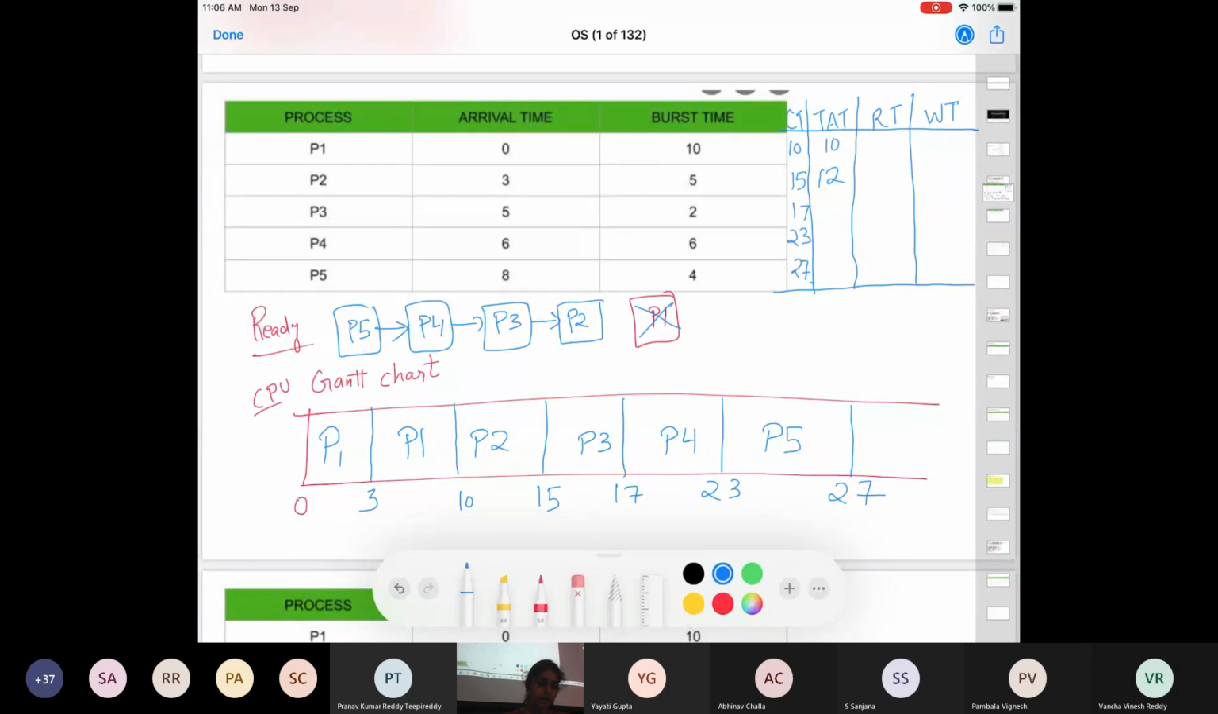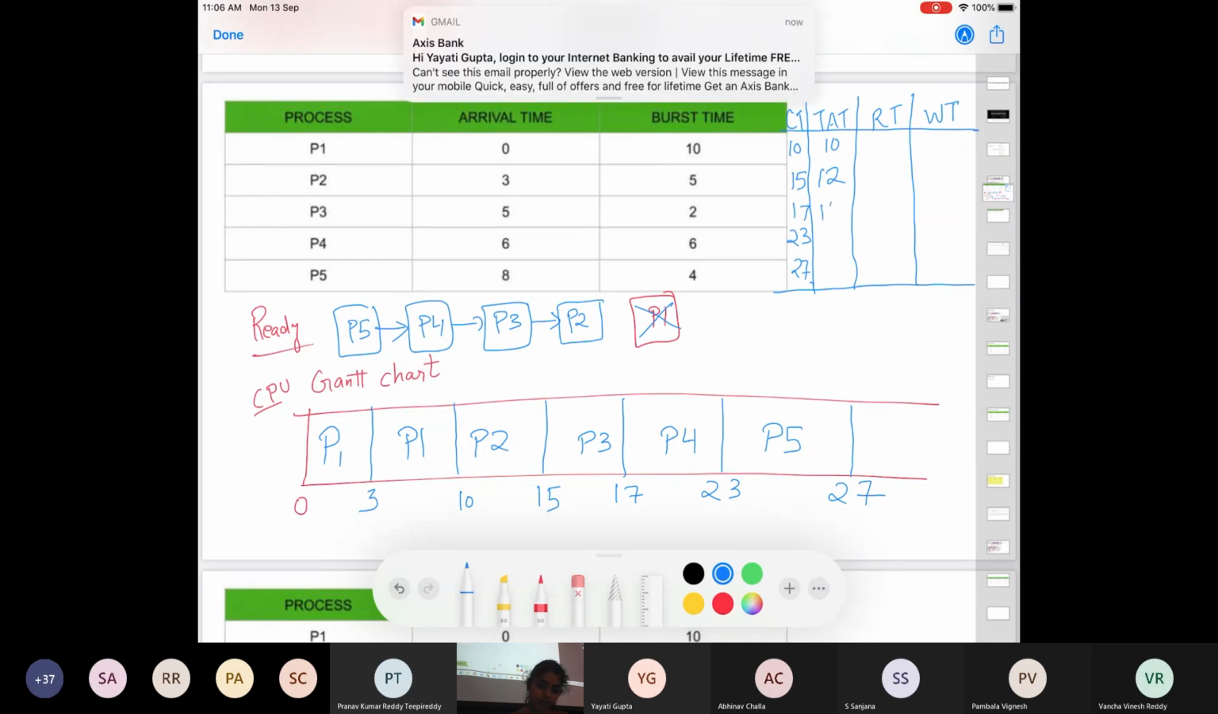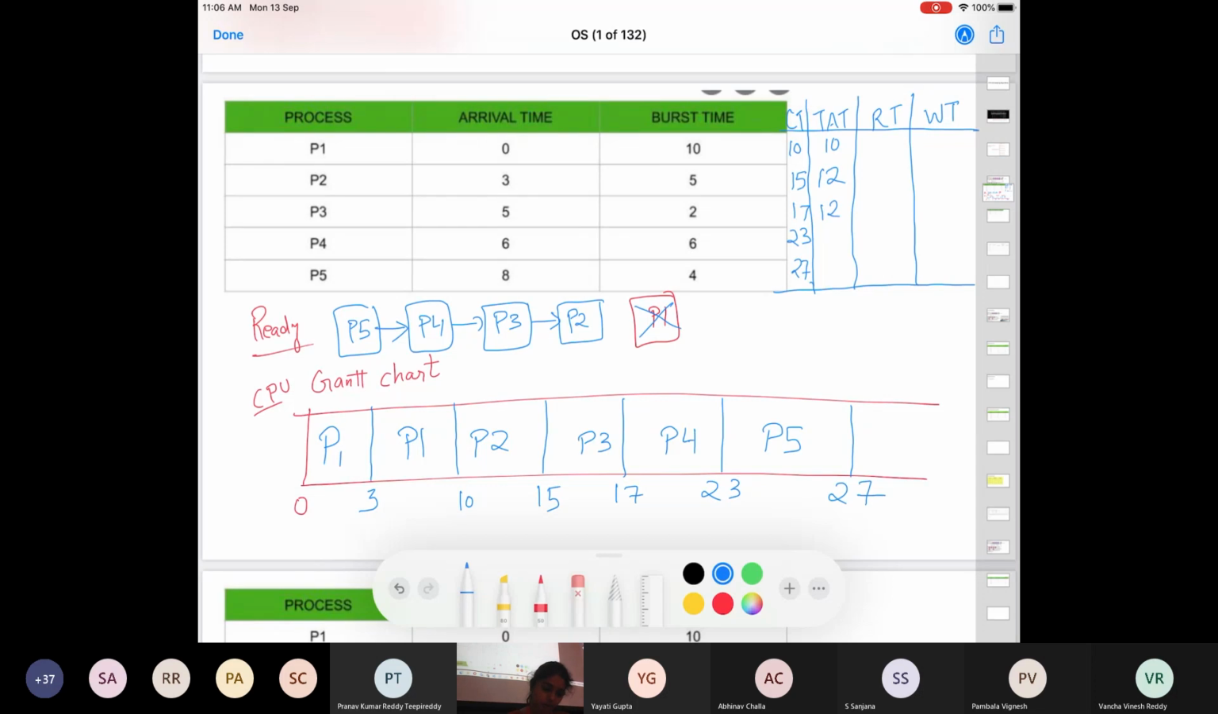Okay, let's look at P3. So for P3 the arrival time is 5 and it ended at 17. So it's 12. For P4, 23 minus 6. And for P5, 27 minus 8. How much is that? 19. Right? Okay. I'll come to response time at the end.